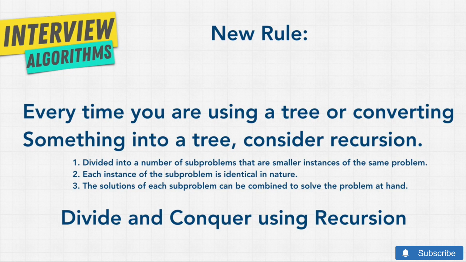Another factor is that each of these instances of subproblem is identical in nature. That is, the calculations that we need to do are pretty much the same. They may be smaller values, but the actual calculations underneath are all the same over and over and over. And then finally, the third point is that if you solve the smaller problems, the leaf nodes of that tree, and you combine them, that solves the problem at hand, then that is a recursive solution that you can use. And you'll see a lot of divide and conquer using recursion.